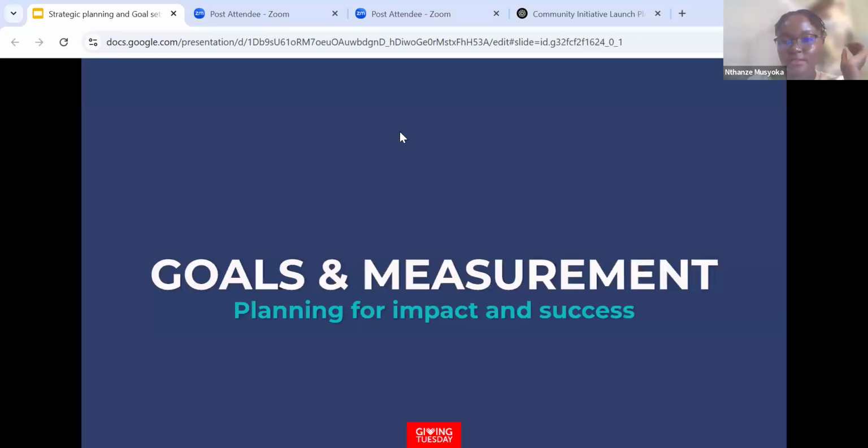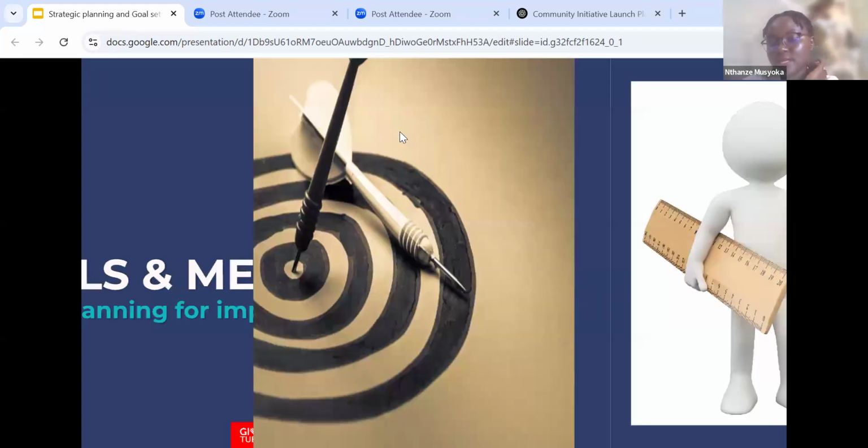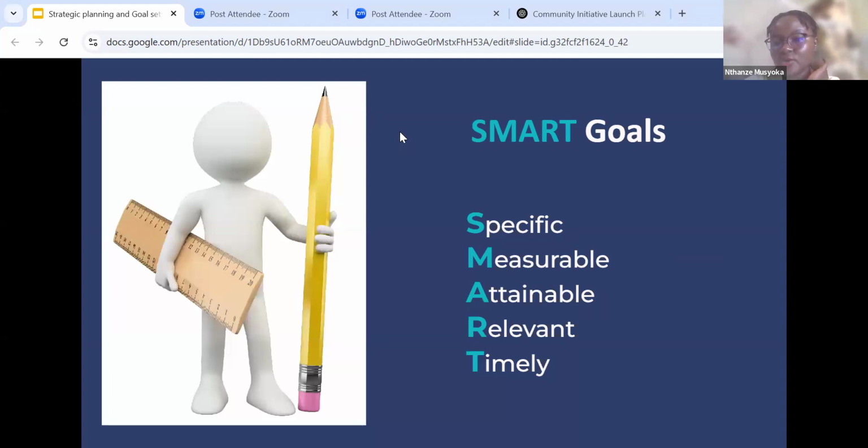So now we're going to do a quick sweep into goals and measurements and how we plan for impact and success. And so this is what SMART goals mean. It means that your goals or your priorities need to be specific, they need to be measurable, they need to be attainable, realistic enough, they need to be relevant. And that's why doing a strategic stakeholder mapping and a community mapping is important, so that you can know that what your goal is trying to achieve is relevant.